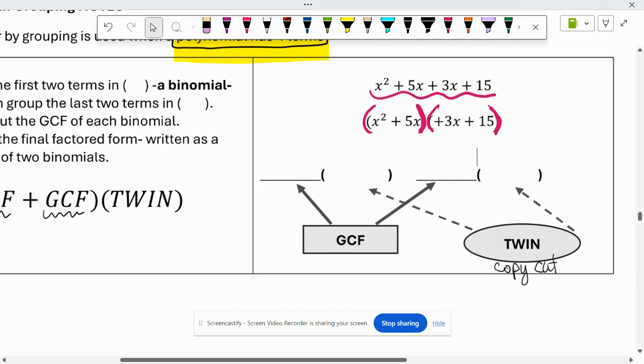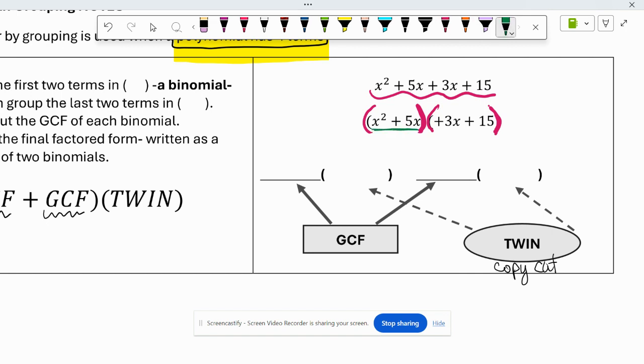So let's look at this first parenthesis. What is the greatest common factor between x squared and a positive 5x? Is it x to the power of 2? Remember, if it's a variable, it's going to be the smallest power of the variable. You have an x squared and you have an x. So what's the smallest power of those variables? Which one is smaller, x squared or x all by itself? x. So we can take out an x.